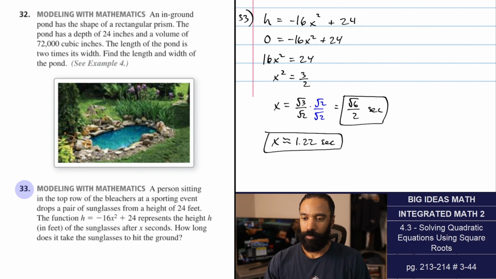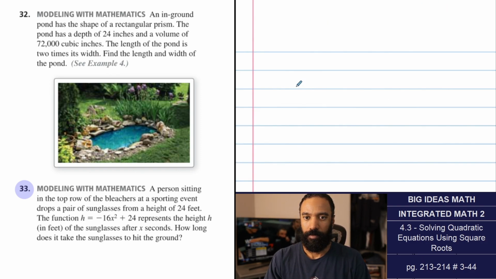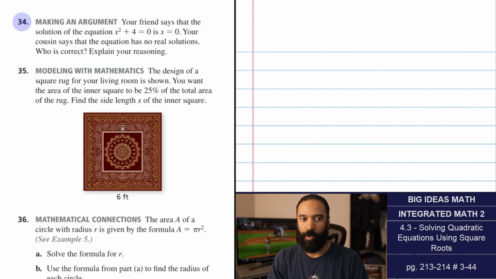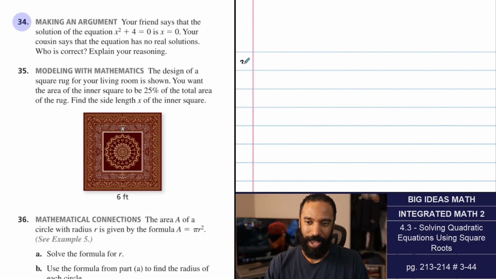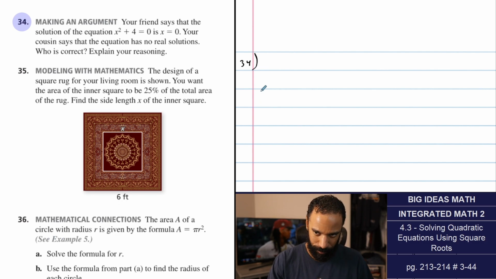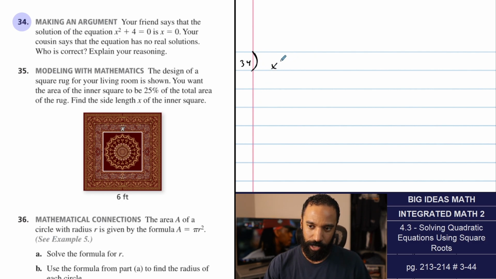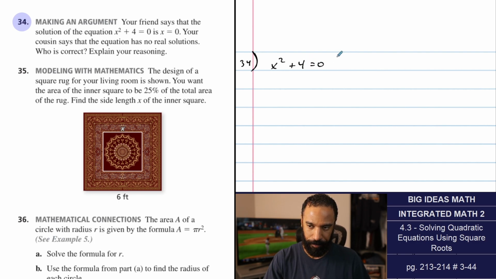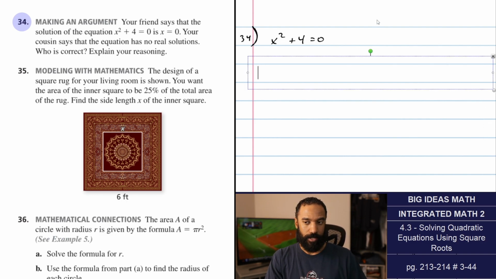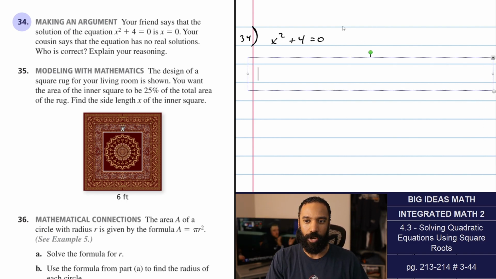Give me one moment. Okay. Number 34. Your friend says the solution of the equation x squared plus 4 equals 0 is x equals 0. Your cousin, I never had a cousin in this scenario, says the equation has no real solutions. Who is correct? Explain your reasoning. Excuse me. All right, so x squared plus 4 equals 0. Your cousin's correct, but in order to explain it, let's just solve it, I suppose.